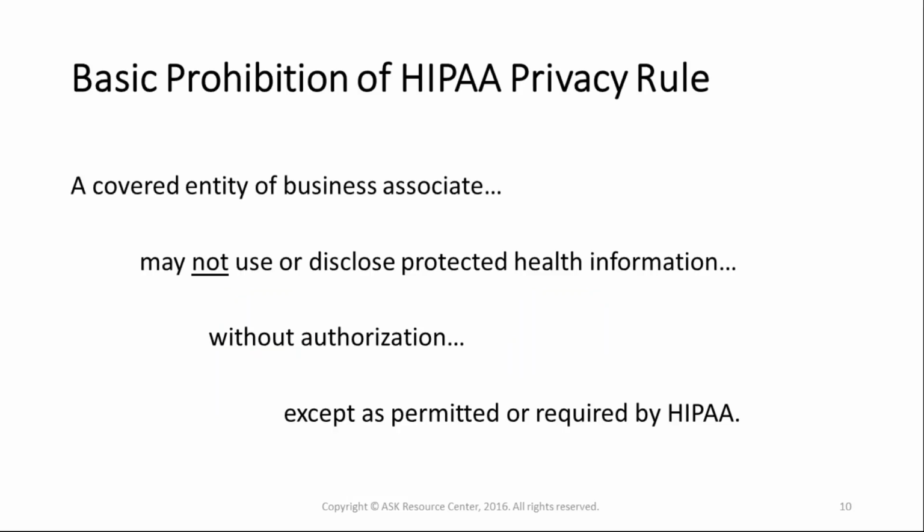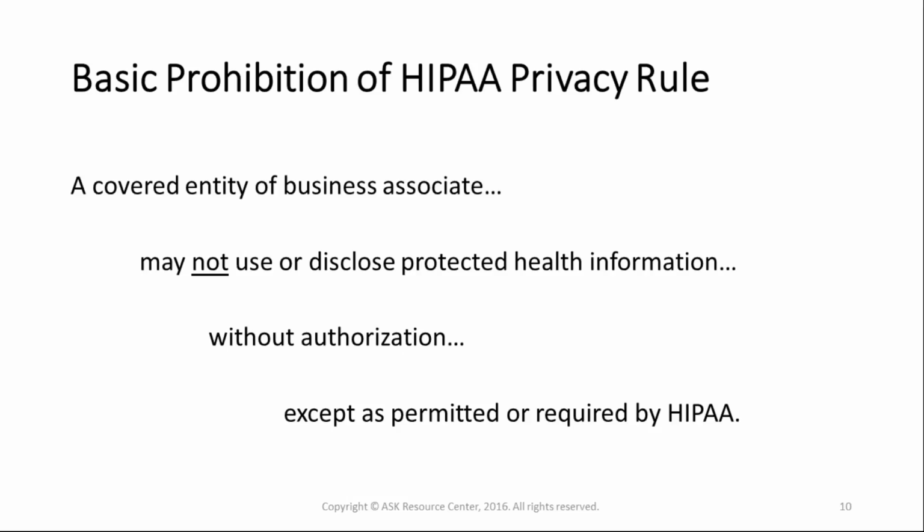It's an absolute provision, and we'll discuss each of these in the subsequent slides, that a covered entity, or business associate, may not use or disclose protected health information without authorization except as permitted or required by HIPAA. And what we will do is go through each of these, and I'll explain them and try to give some examples and put it together.